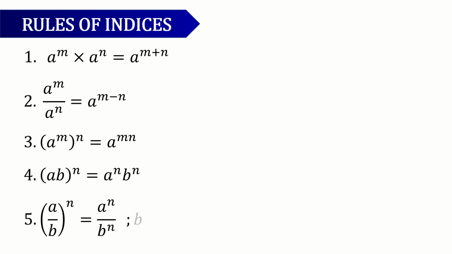And the fifth rule, if we have (a/b)^n, we can distribute the power to the numerator and to the denominator. But we have the condition here, b must not equal 0. If not, that is undefined. So we can distribute the power to the numerator and also the denominator. So we can use all these rules to simplify some index expressions.